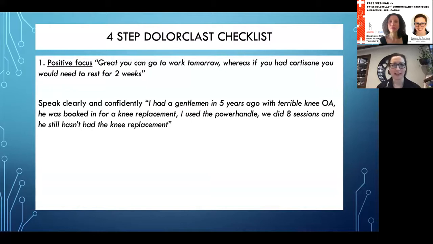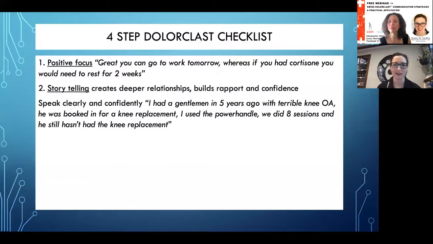Sorry, I don't know why that came out second, but positive focus. It's great you can go to work tomorrow, whereas if you had the cortisone, you would need to rest for 2 weeks. So with cortisone, they will always be told to rest. Whereas the great thing I love about the DolorClast is if you're a tradesman, you can go to work tomorrow. If you're an athlete, you can play today, tomorrow, you can compete. You don't have to wait. So I love the fact I always find something positive to focus on. It's like number 1 of the checklist, right?